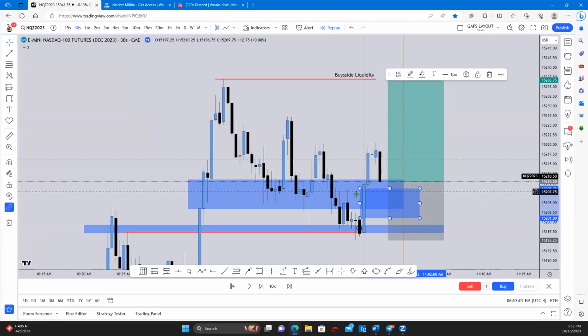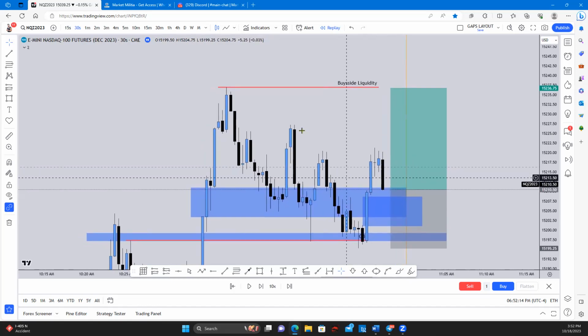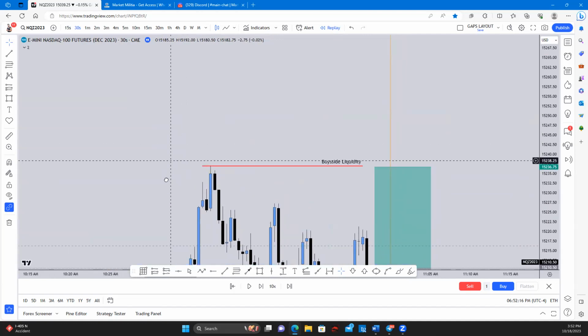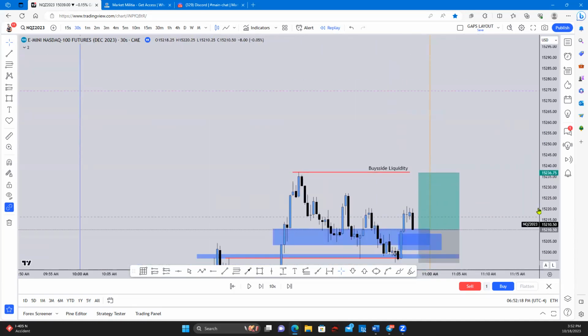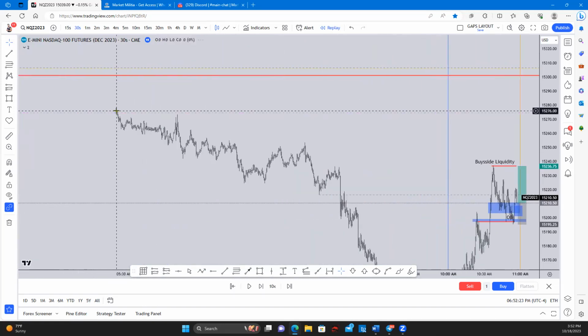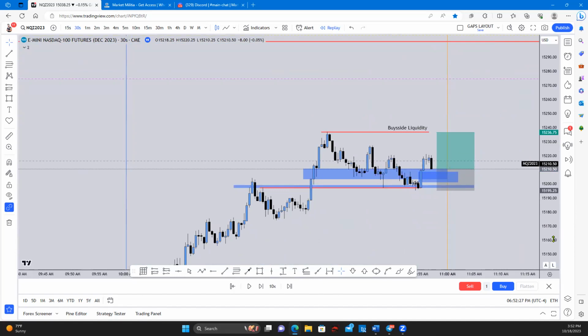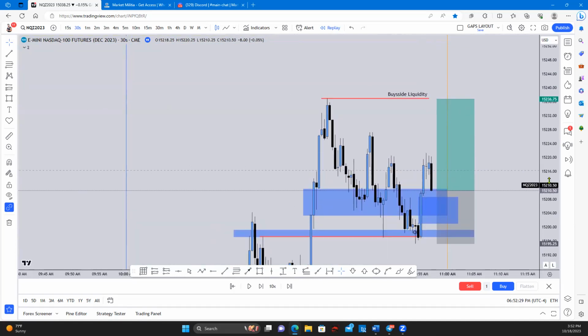Nice displacement, really, really aggressive movement to the upside. This is what you want to see. Okay, you want to see clear momentum, aggressive pushing to the upside. Okay, we know this is our short-term target, and our long-term target is going to be up here with that buy side liquidity, right? These highs up here.